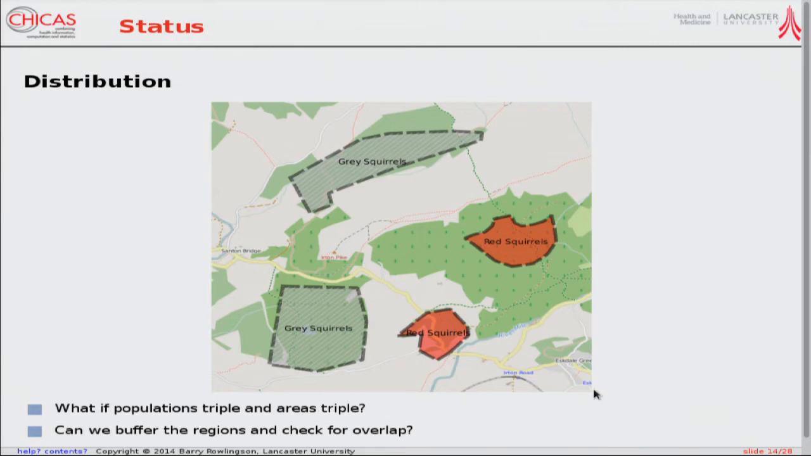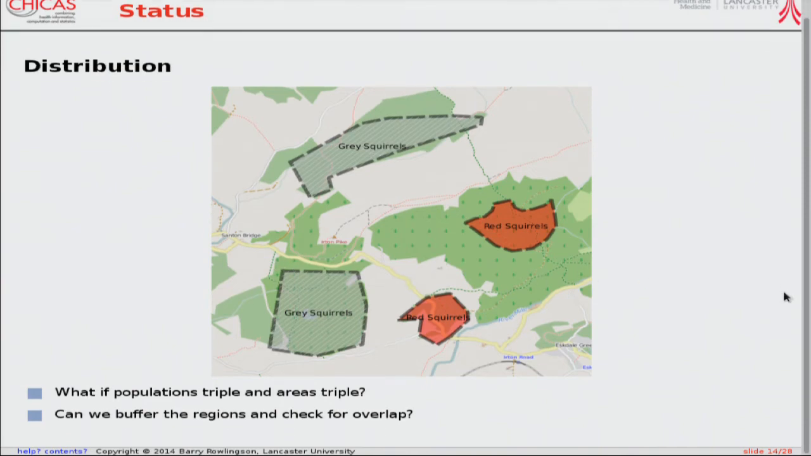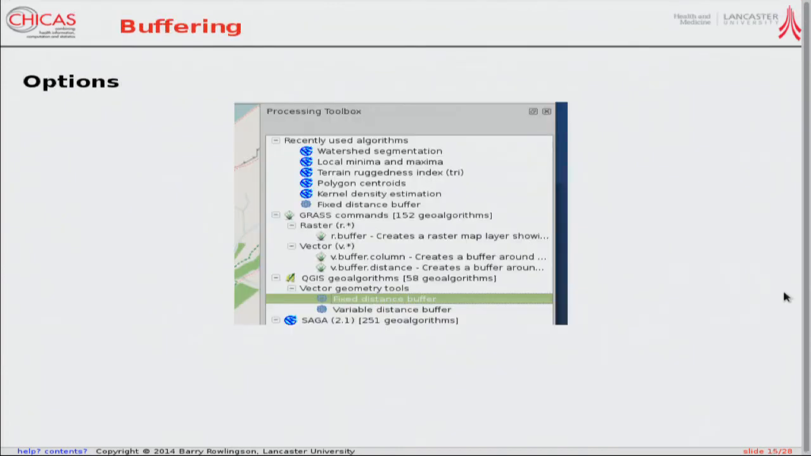So let's have a little fictional scenario. I've got an area where the red squirrels are, an area where the greys are, or two areas. And what I want to do is, if the populations were to triple and the areas were to triple, are these two species going to start overlapping?